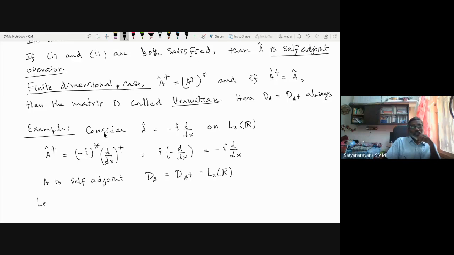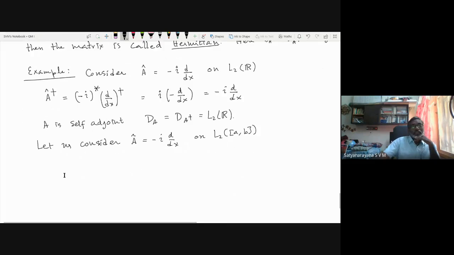Now let us consider the same operator A is equal to minus i d by dx on, let's say, L2 of some interval ab, some finite interval ab. This is a subset of the real line.